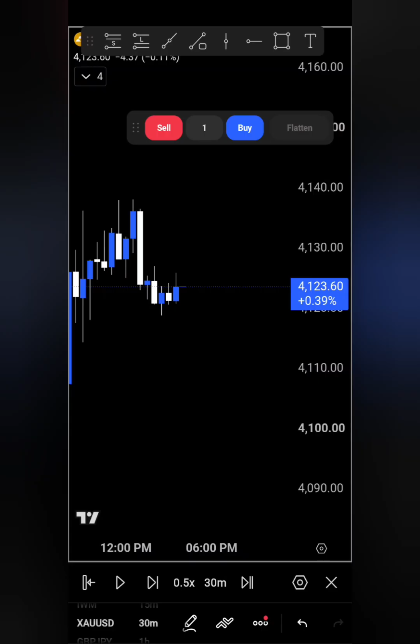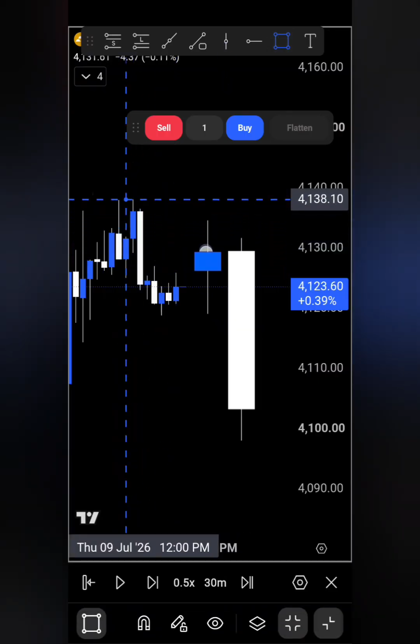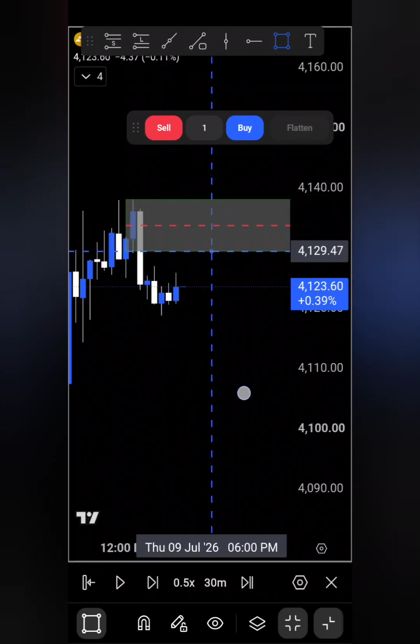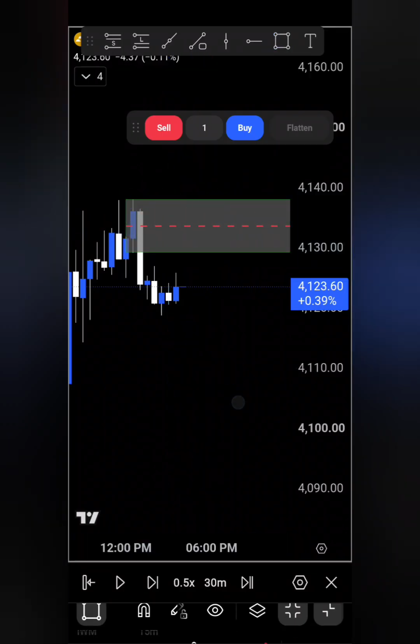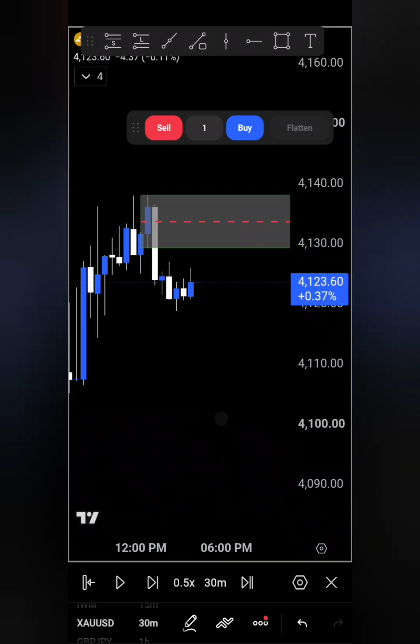All right. And you see how much better that one looks? You know what I'm saying? That looks so much better right there. So I'm going to mark it from wick to wick. Mark it from wick to wick, right? All right. So we know we got that. So we got to find one for the buy side to trade to.